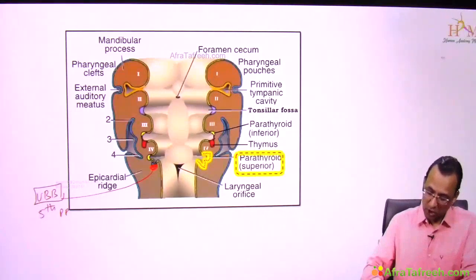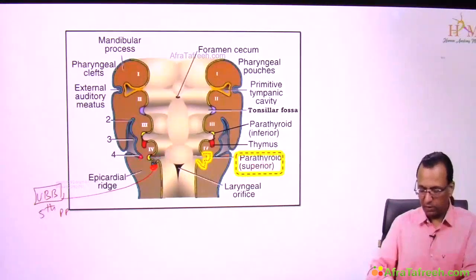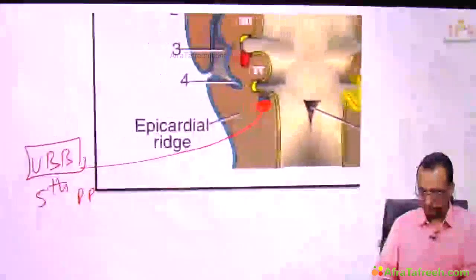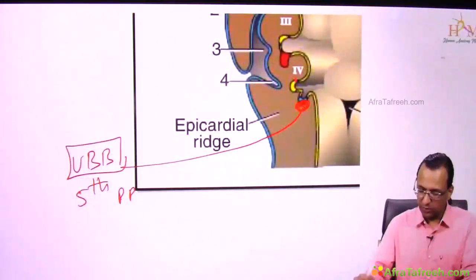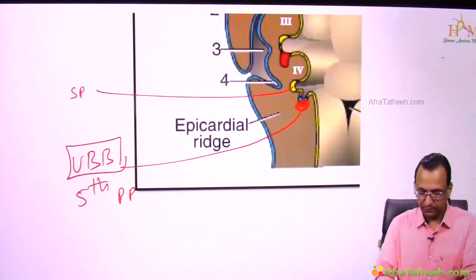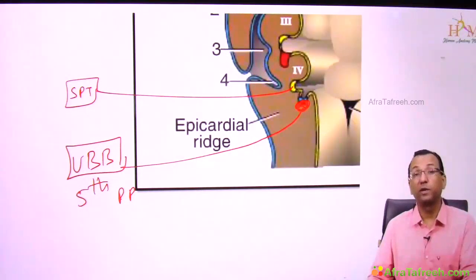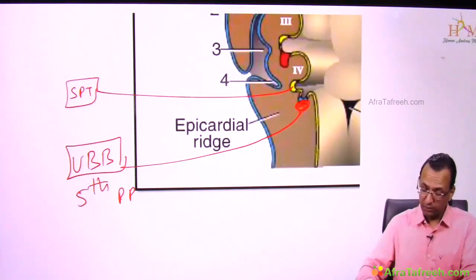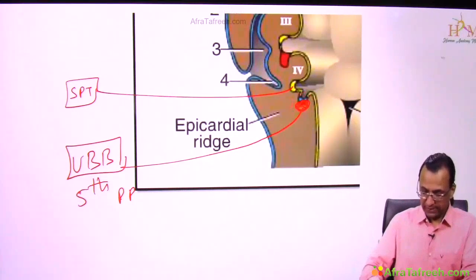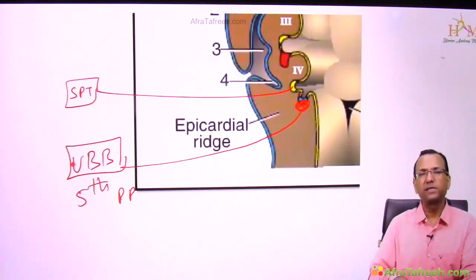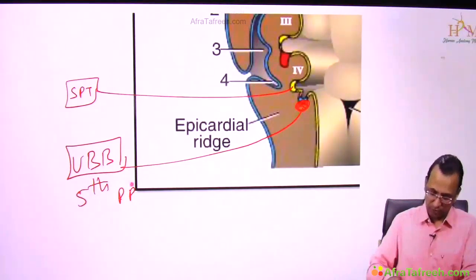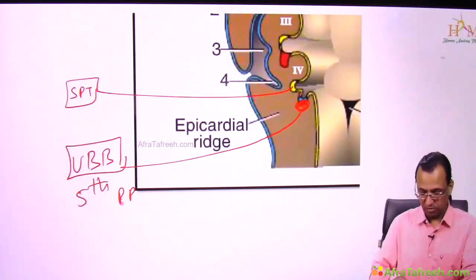Remember, the superior parathyroid, that yellow color, is developing in the fourth pouch, but that other blue color, which I have marked red now, is ultimopharyngeal body, and it is a vestigial remnant of the fifth pouch. This is the diagram which we have to draw now.